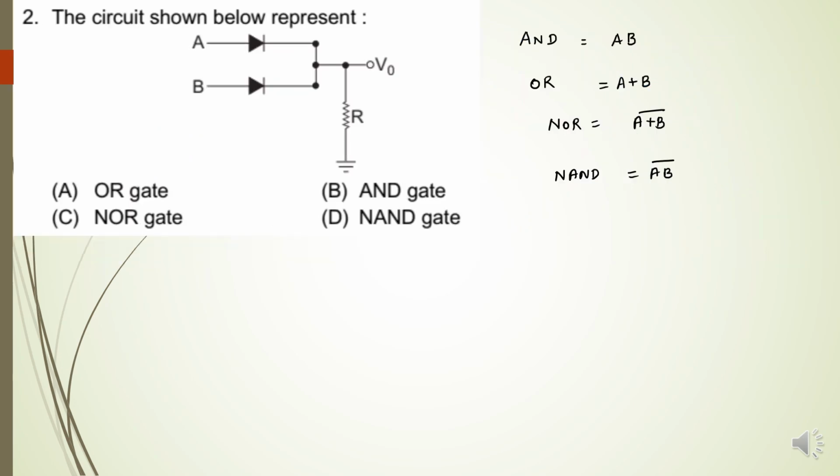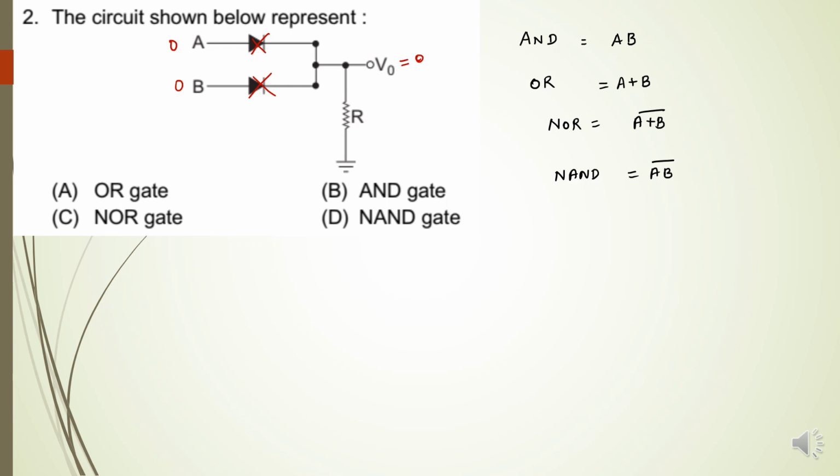Problem number 2. The circuit shown below represents AND, OR, NOR or NAND. AND means multiply both the inputs. OR is addition. NOR is A plus B the whole bar. NAND is AB bar. Okay, here I am going to check using the values. First of all I apply A equal to 0 and B equal to 0. So both are equal to 0. This is not conducting and this is also not conducting. So the output V0 is equal to 0.